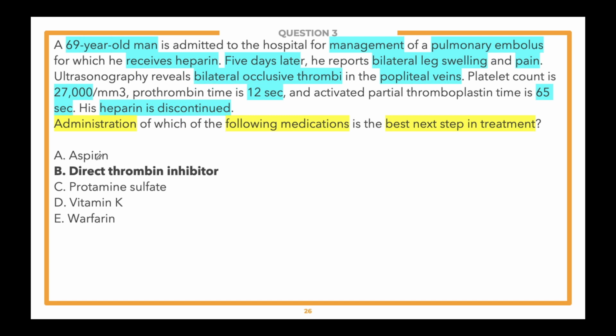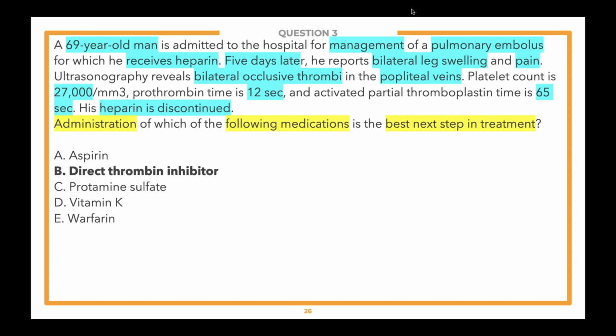Protamine is if we were dealing with a heparin overdose, okay? But again, that would be more so too much heparin, so more bleeding type issues, not clotting issues. And lastly, aspirin. Aspirin is probably too little of a drug to really help with the thrombus formation. The best answer choice here would be B.